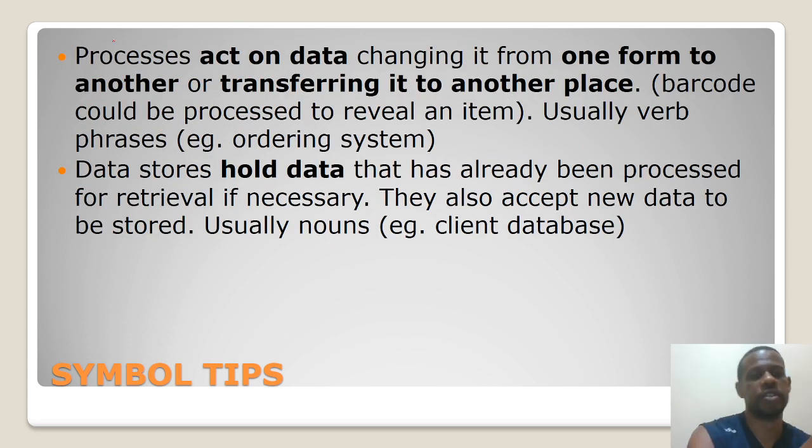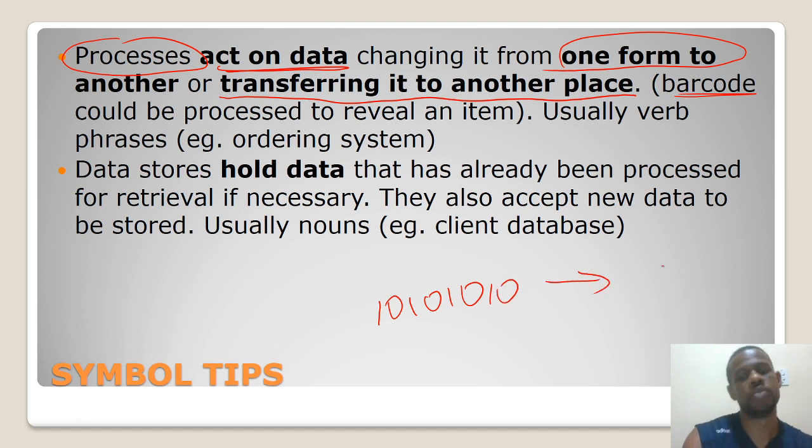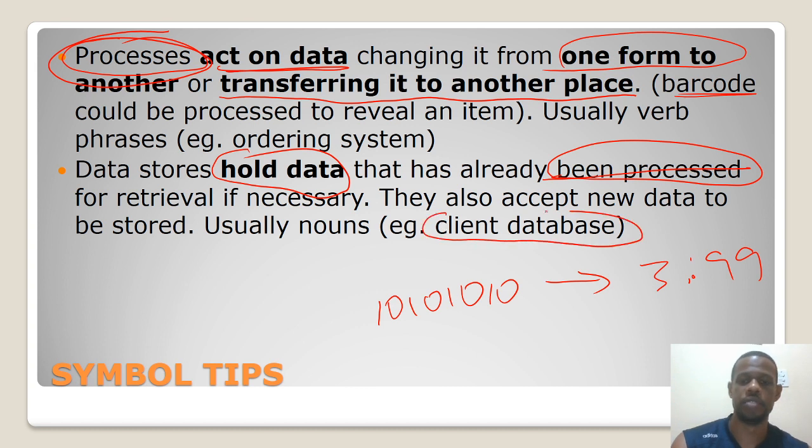Then there is a process. The process acts on data. The goal of the process is changing it from one form to another or transferring it to another place. So for example, a barcode reader will get a set of numbers and that will translate to a price in the point of sale system, right? So that's a process. A process will make changes. Data stores hold the data that has already been processed. It's usually a database or book or some kind of thing like that.